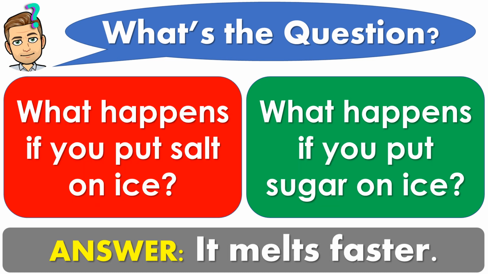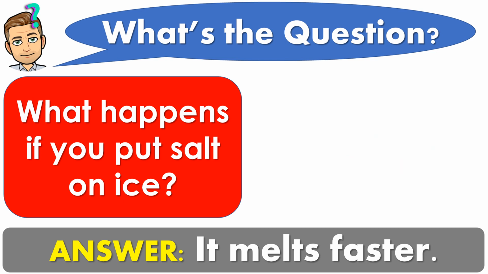Here, the answer is it melts faster. So what's the question? The red one or the green one? Say it out loud. For here, the right question is the red one. What happens if you put salt on ice? And the answer is it melts faster. That's why they put salt on the roads in Canada after a snowstorm.